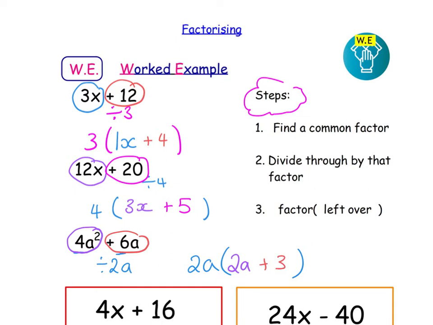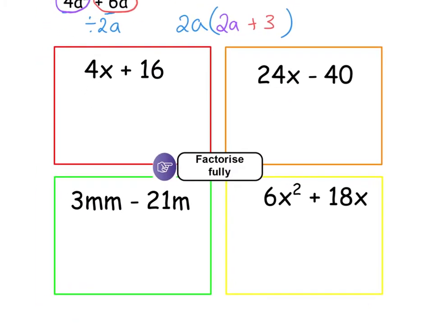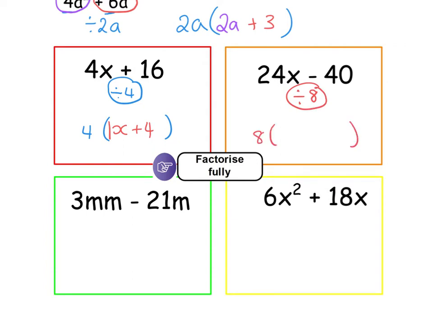So we're going to have a quick practice of that. So if you want to pause the video and have a go on your own, or you can just watch. So we can divide by 4 on the first one. So 4 on the outside, and then x plus 4 on the inside. And if you put that 1, that's okay. We can divide both of these by 8. So that will give me 3x and minus 5 from there.